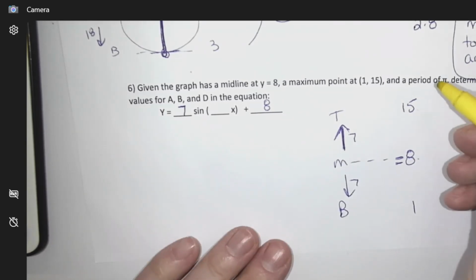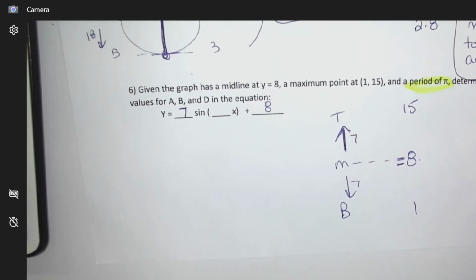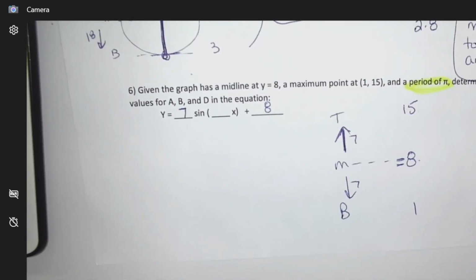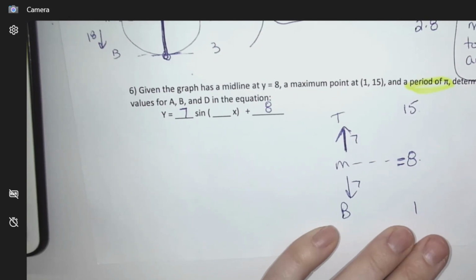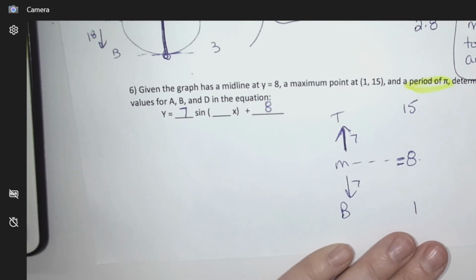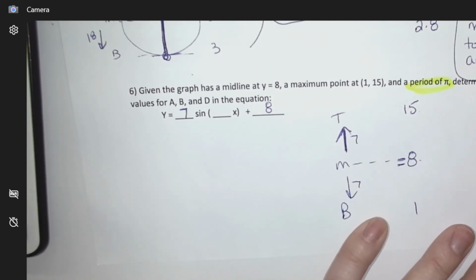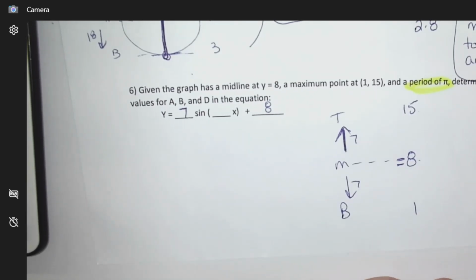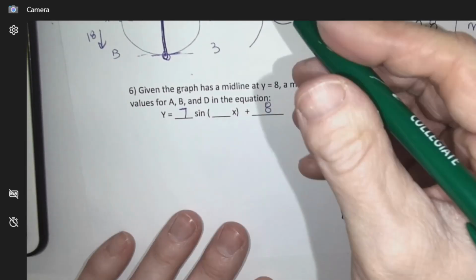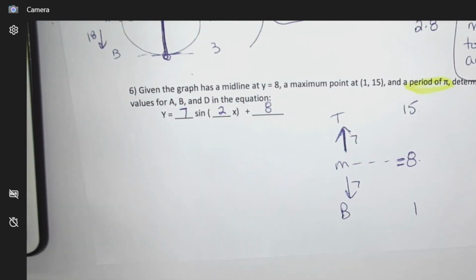And the period is pi. So what do you do with the period again? 2 pi over b equals period. So 2 pi over something b is equal to pi. You always switch. So my b value is 2. Does that make sense? It's compressed by 2 because if you normally are 2 pi and now you're just pi, you've compressed it by 2.